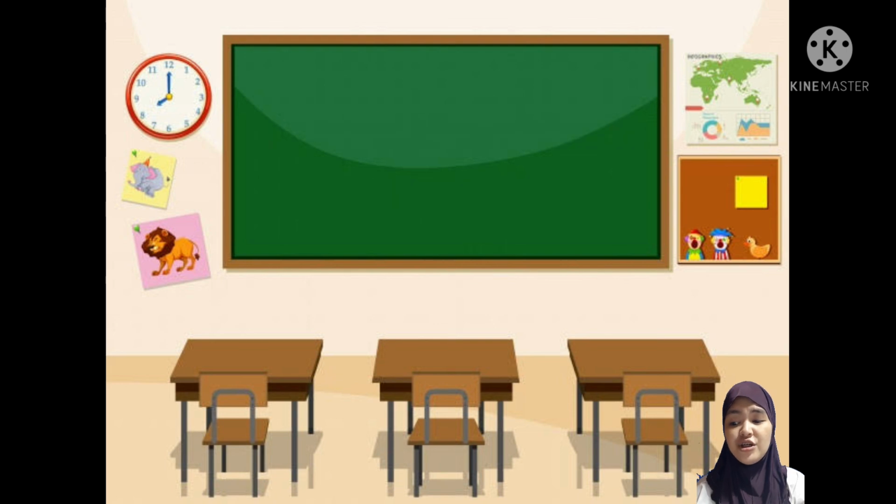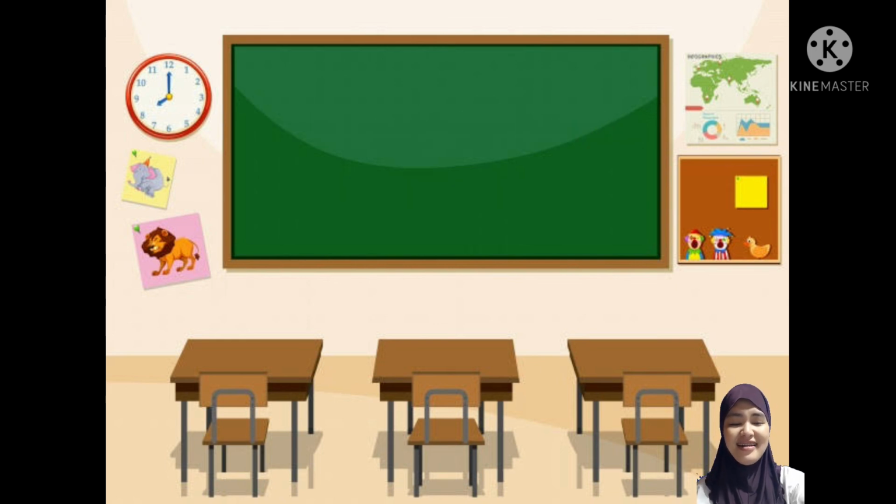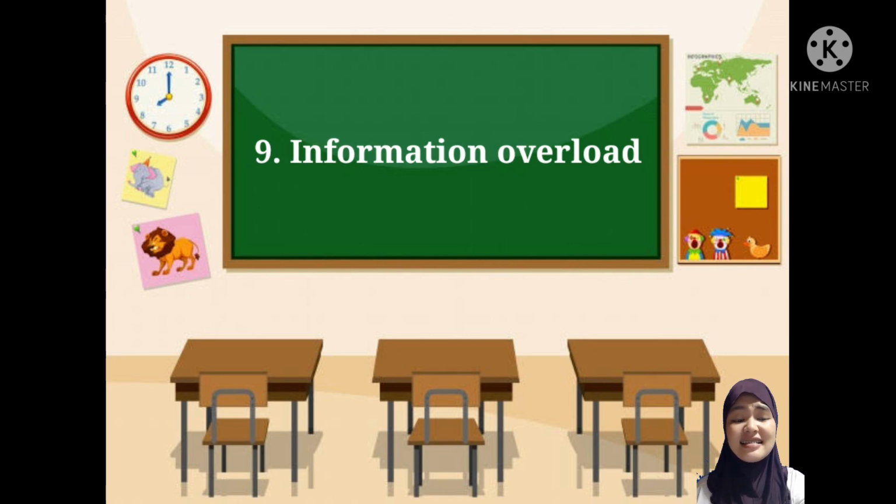Number 8. Using idiomatic expression. That's correct. This is a linguistic barrier. The use of idiomatic expressions may cause communication breakdown, for it is not certain that the receivers are familiar with the idioms being used. Number 9, information overload. This is a psychological barrier. Interest and attention are based on mental preference.